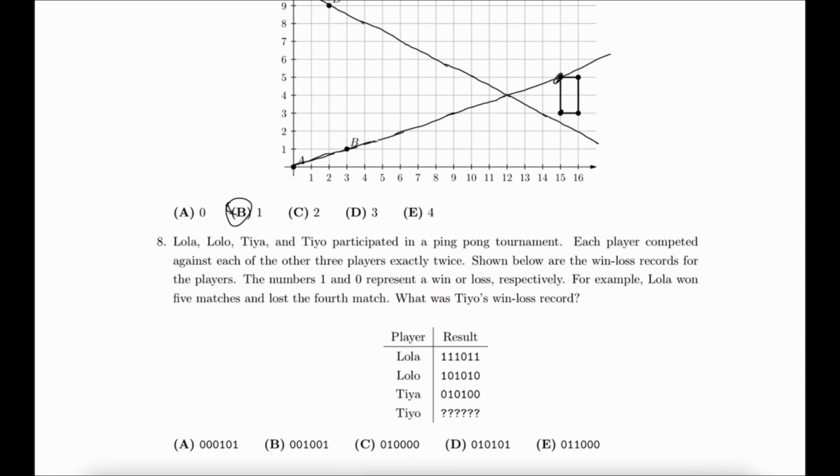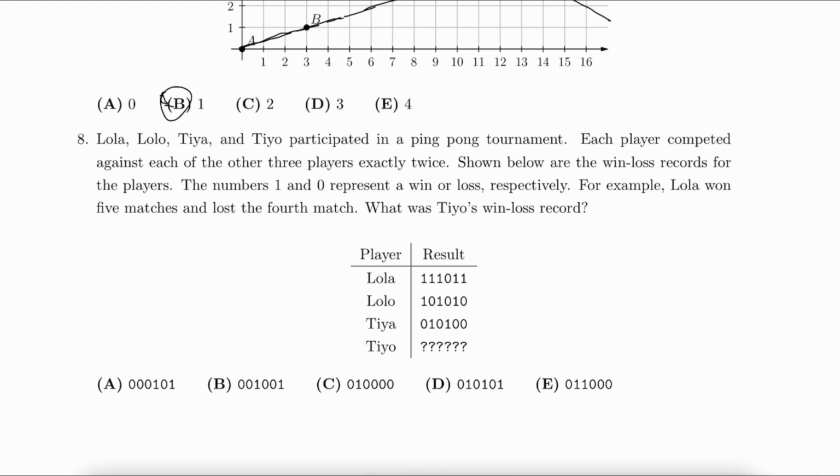And all right, number 8. Number 8 says, Lola, Lolo, Tia, and Tio participated in a ping pong tournament. Each player competed against each of the other 3 players exactly twice.